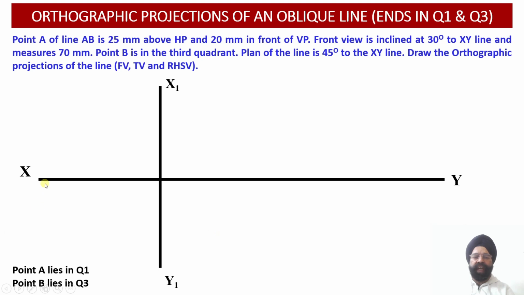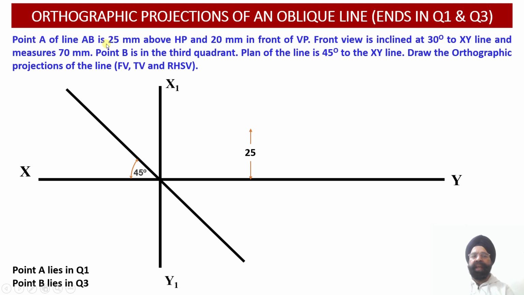Now here we have drawn the XY reference line and X1Y1 reference line, and since in this particular case the two ends of the line are lying in quadrant 1 and quadrant 3, we are not going to use a simple transfer line over here. Rather, a long transfer line protruding into two quadrants has to be drawn, at an inclination of 45 degree with respect to the XY reference line. Now let us proceed with the orthographic projection.